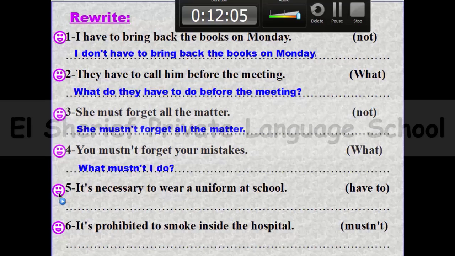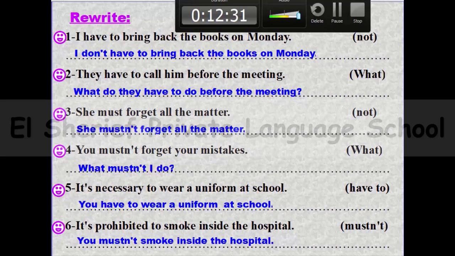It's necessary to wear a uniform at school. Use have to. So, you or we have to wear a uniform at school. It's a rule here. So, we have to use the word have to. You have to wear a uniform at school. Number 6, it's prohibited to smoke inside the hospital. Use mustn't, so you mustn't smoke inside the hospital. Okay?